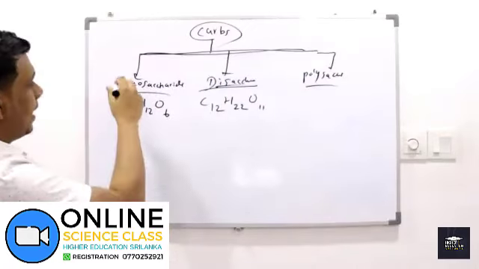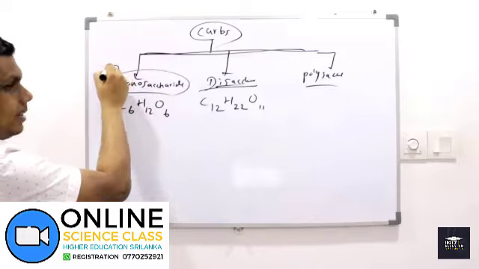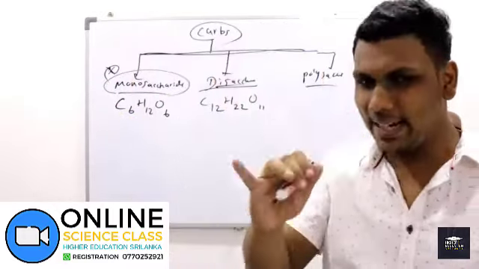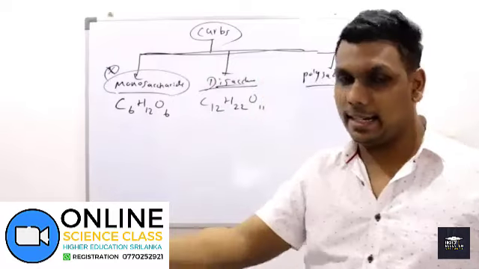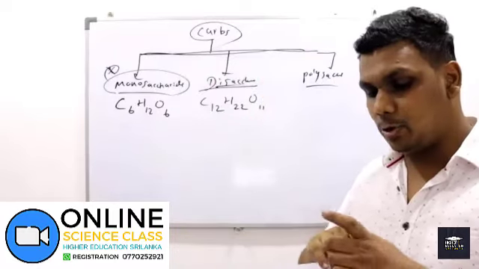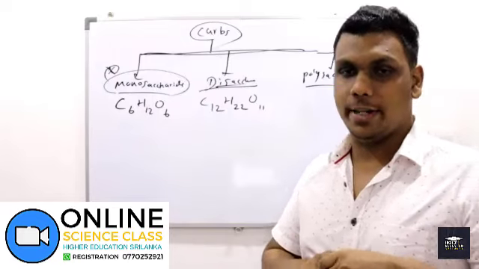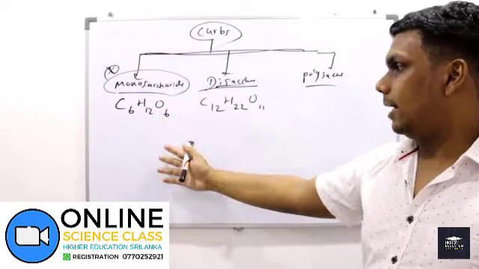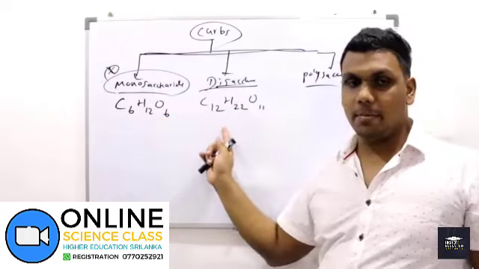So this is the main unit. Monosaccharide is the main unit, the single most simple unit. For example, glucose is the single most simple sugar, a single unit. When two of these get together, a disaccharide is made.